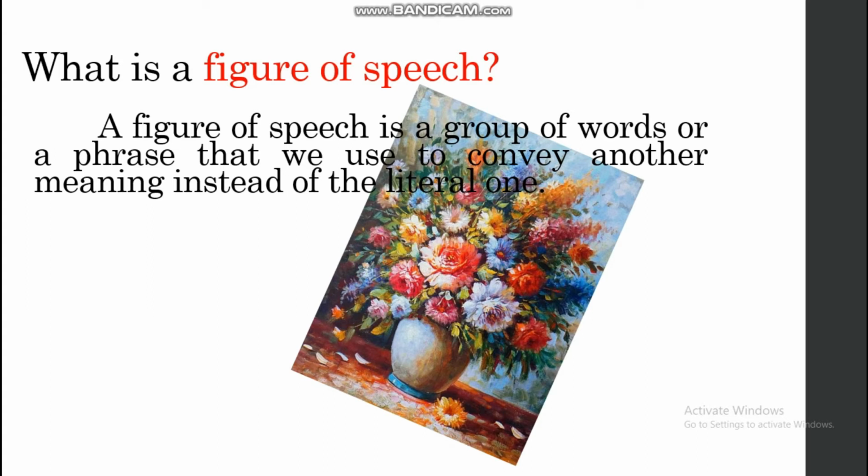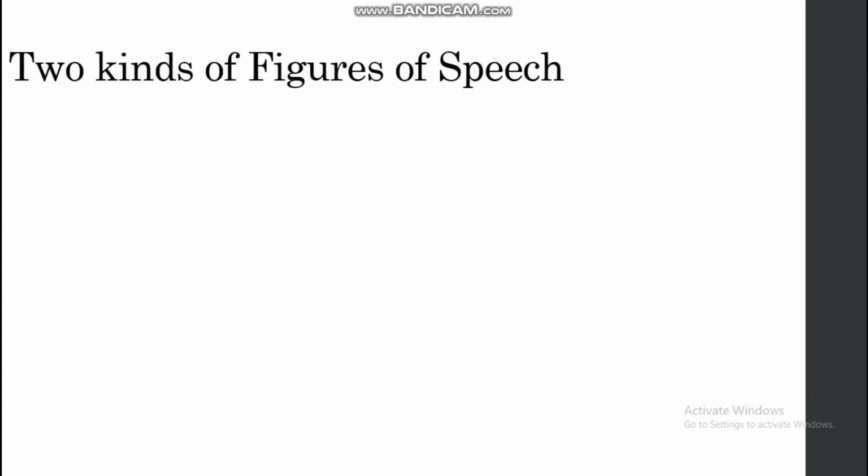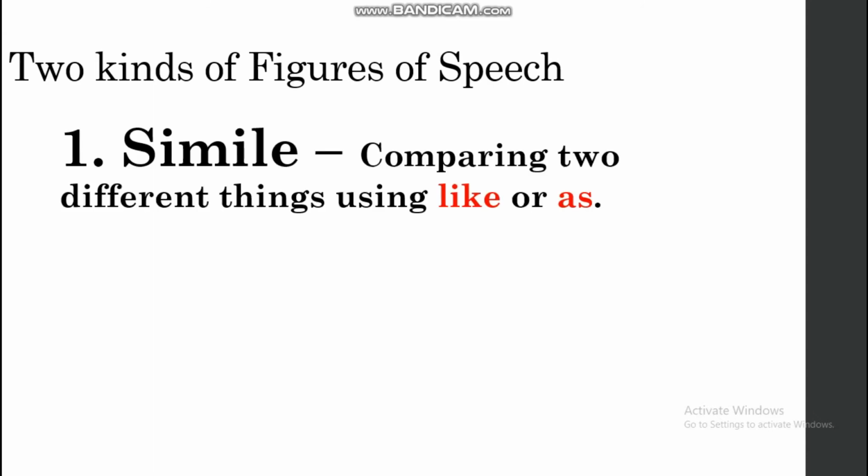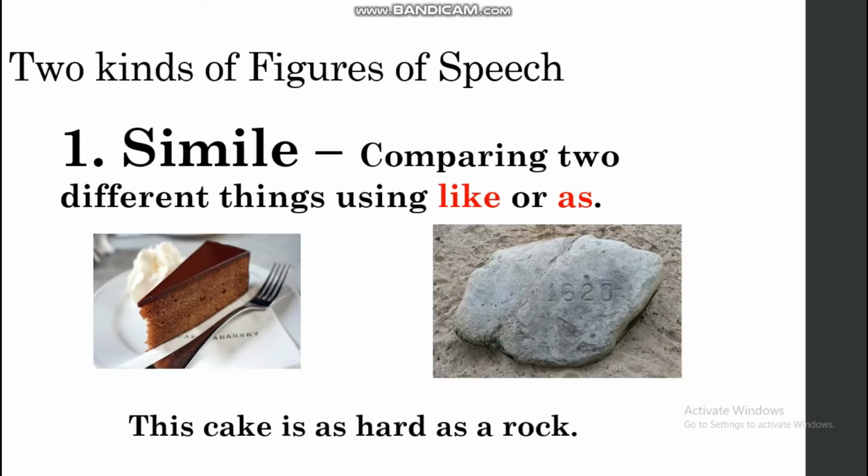And also beautifully written text or statements or novels is attractive to the readers. Today we will discuss two kinds of figures of speech. Number one is simile. Simile is comparing two different things using like or as. It means that we compare two things. And in simile, you will see the words like or as. For example, the cake is as hard as a rock.